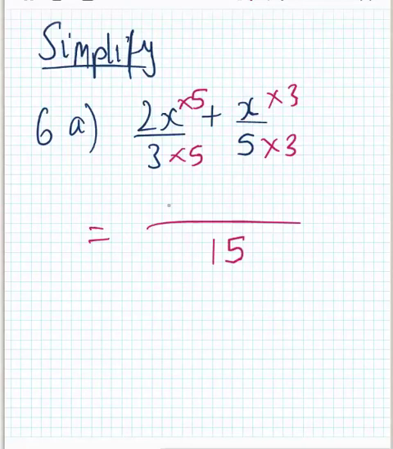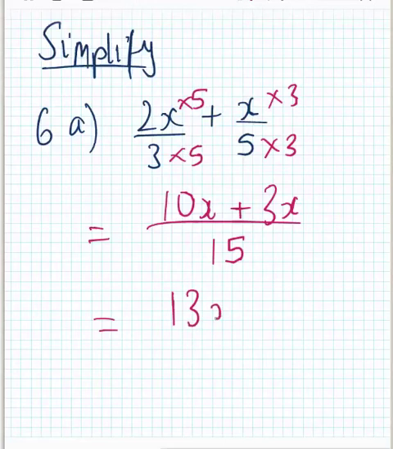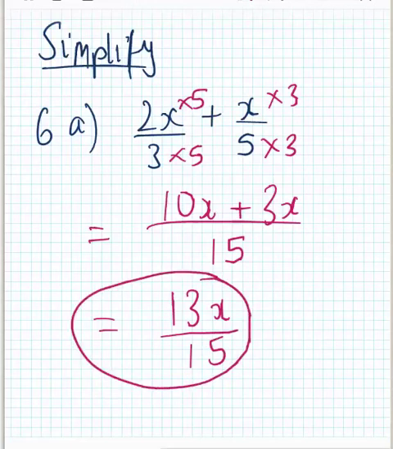So we've got 2x times 5 is 10x, it's a plus, and x times 3 is just 3x. Now have a look, can we add 10x plus 3x? Yes, we can, they are like terms. 10 plus 3 is 13, and we've got x over 15. Can we simplify 13 and 15? No, we can't. There's no factor that goes into both numbers, so that should have been your final answer.